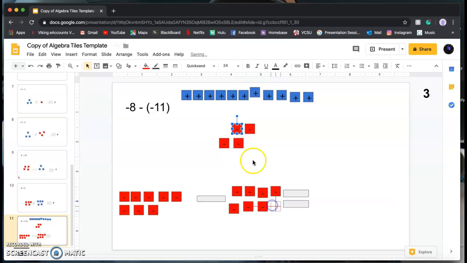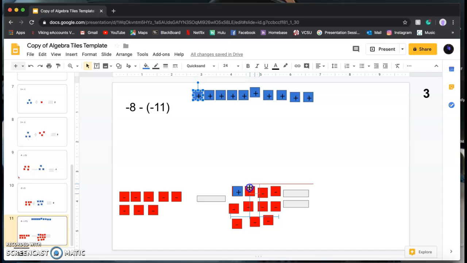So right now I have 8 negatives. I'm going to need 3 more. Alright, since I'm subtracting 2 negatives, this sign is going to stay the same, but I'm going to change these into positives. So I'm going to bring these positive tiles down to switch them. And now what I'm seeing again is I can use the zero principle to get my final answer.